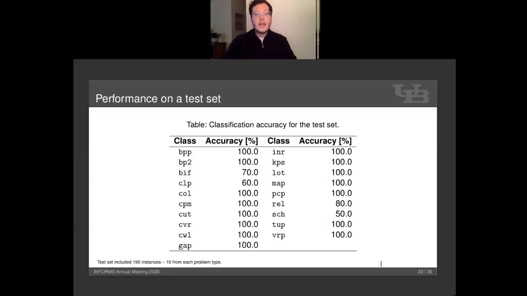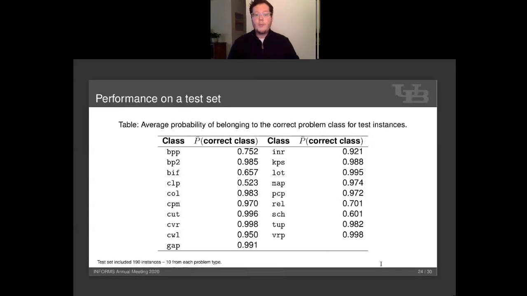We can also look at the average probability of belonging to the correct class. So the average probability that a capacitated vehicle routing problem instance belonged to the capacitated vehicle routing class was 99.8% for test instances. And across our 19 classes, we see in general, many of these classes have near 100% probabilities of belonging to the correct class.